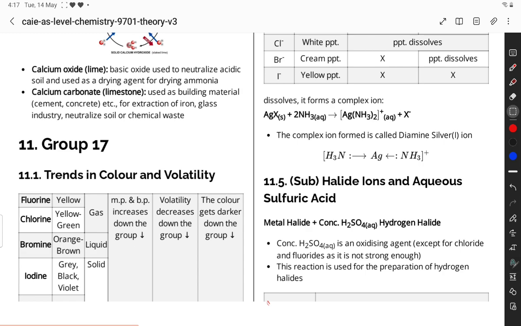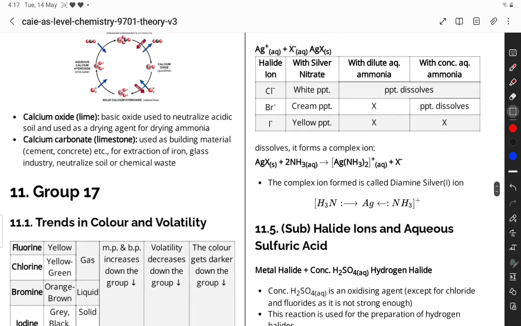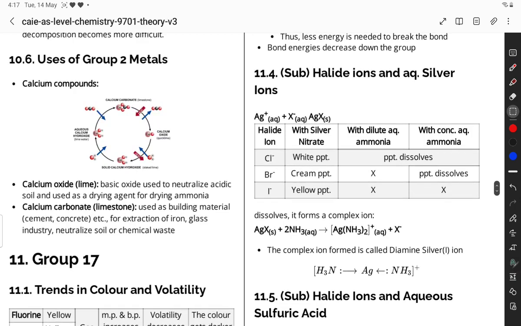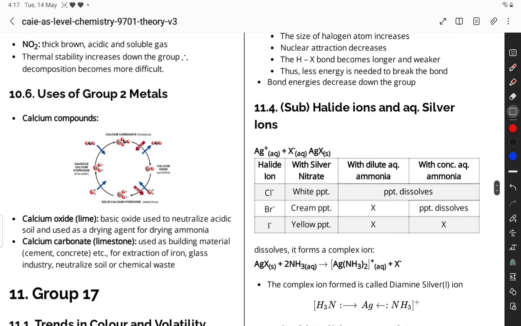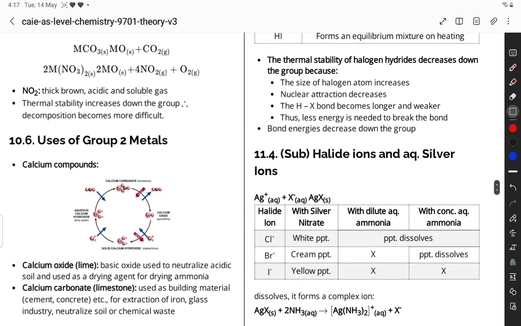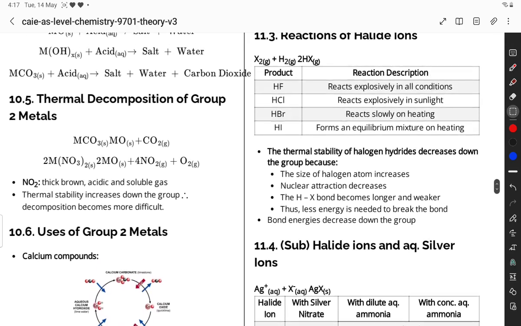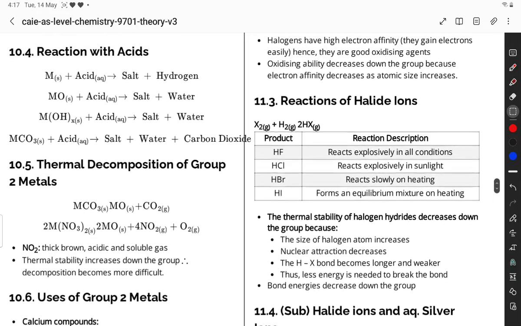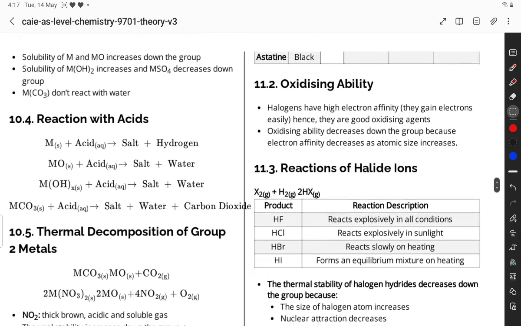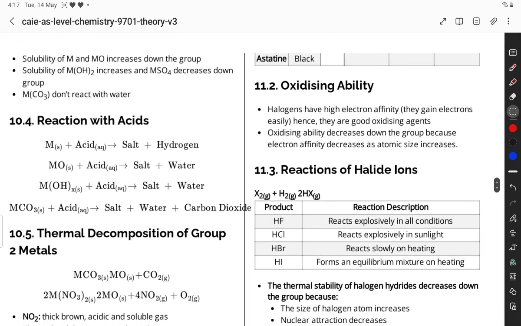Melting and boiling points increase down the group. Volatility decreases down the group. The color gets darker down the group. Astatine is black in color.